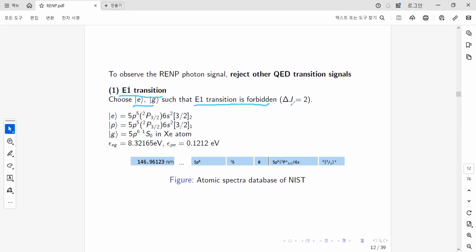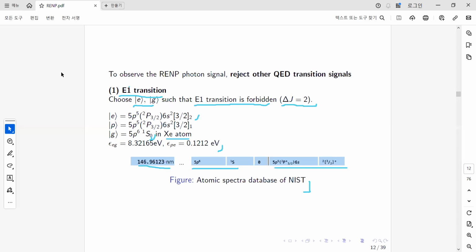So the difference of the total angular momentum should be 2. Here is one example in a general atom, with the excited state in such orbital notation, the ground state, and the intermediate state P. For the given excited and ground state, the energy difference is almost 8.32 electron volt. There is also the energy difference to the intermediate excited state. This can be obtained from the atomic spectral database of NIST, with the corresponding wavelength and the orbital notation for the channels.